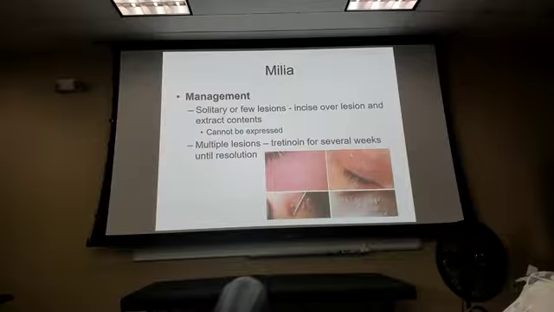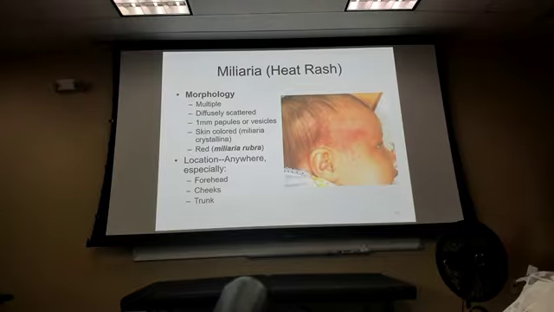Another thing that can happen with an infant is heat rash. It's a similar type of name, but it's called miliaria. Miliaria: multiple, diffusely scattered, 1 millimeter papules or vesicles, skin colored, and red. So that's different from milia because it's not so much of a red rash. This has that redness there. Typically anywhere, but especially in infants on the forehead, cheeks, and trunk.